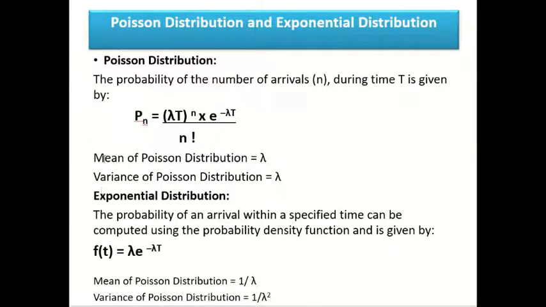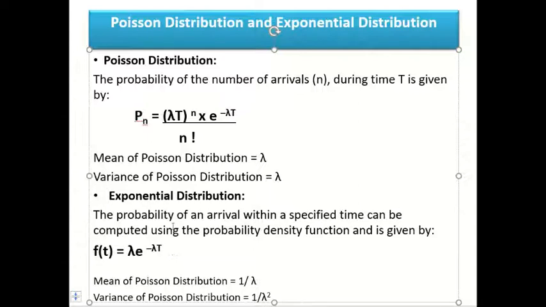Now, the mean of the Poisson distribution is given by lambda, and the variance is also given by lambda. When we talk about the exponential distribution, the probability of an arrival within a specified time can be computed with the help of the probability density function, which is given by f(t) equals lambda into e raised to the power minus lambda t, where the symbols have the usual meaning. Lambda is the mean arrival rate, e is 2.718, the standard value, and t represents the specified time.